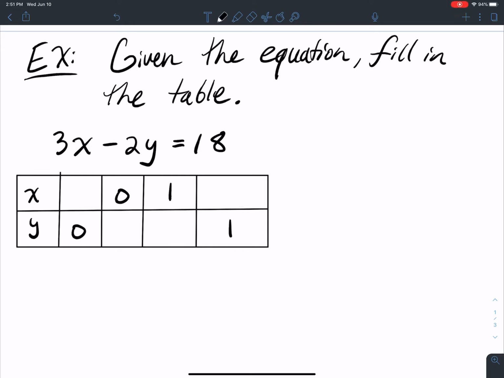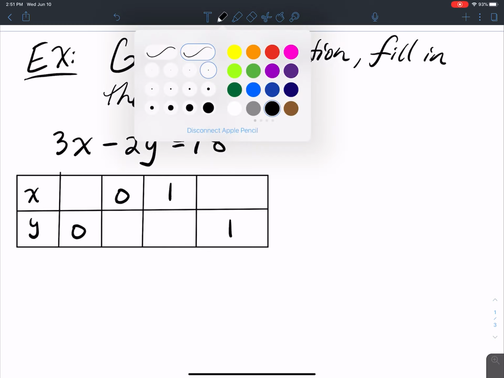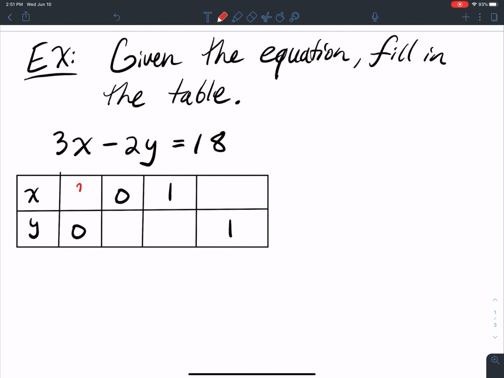So given the equation, we're going to fill in this table below. I need to fill in numbers here, here, here, and here. So 4 numbers I need to figure out. What's the equation? Here's the equation: 3x minus 2y equals 18.